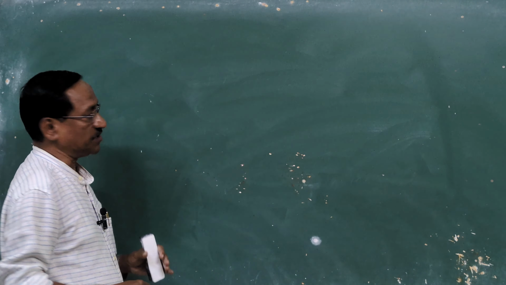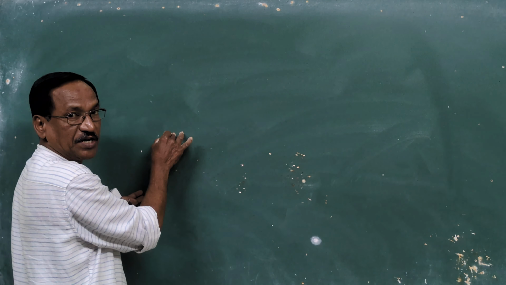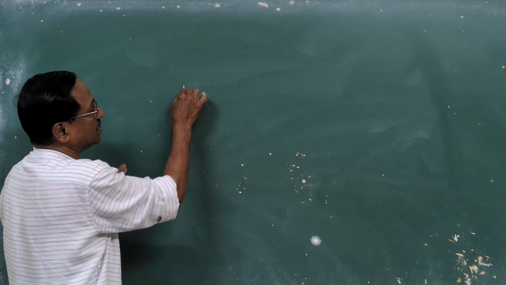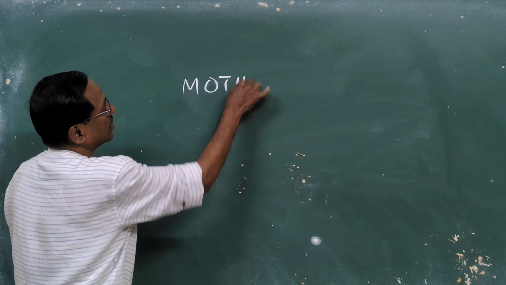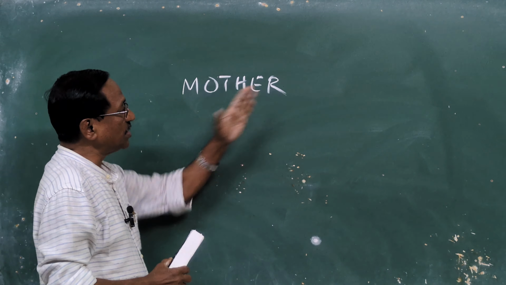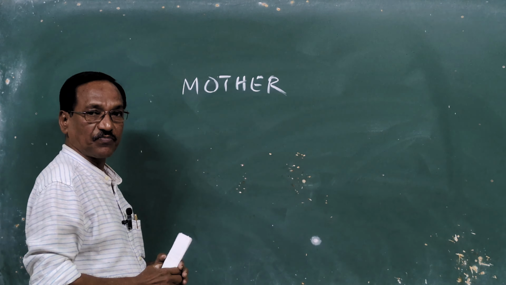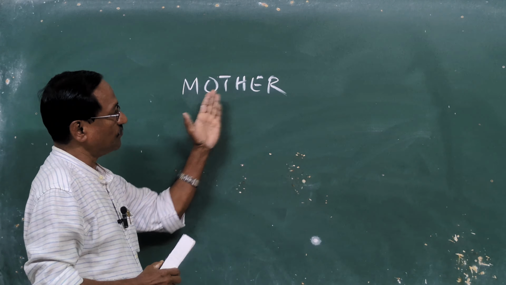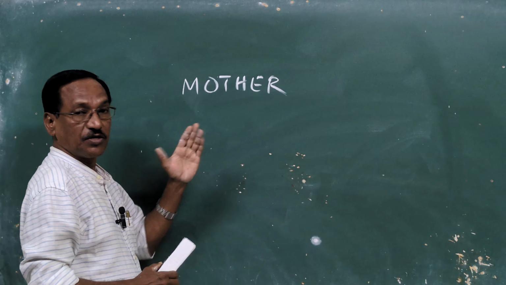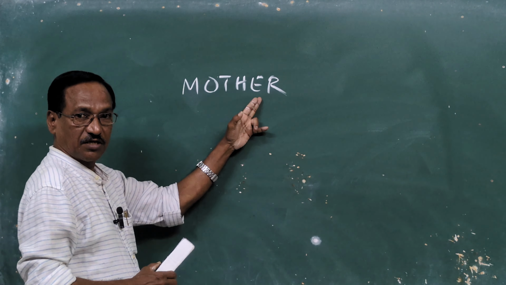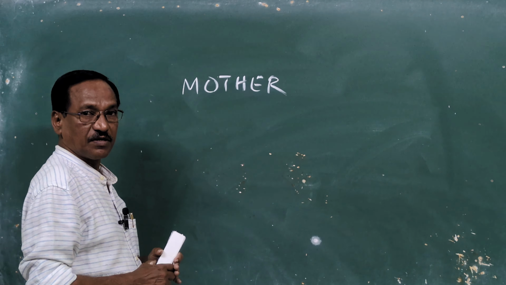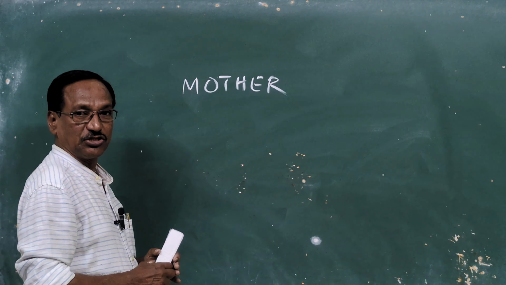So first consider a question. In how many different ways can the letters of the word mother be arranged, taking all the letters exactly once? In how many different arrangements are there using the letters of the word mother, taking all the letters exactly once? That is a problem on arrangement.